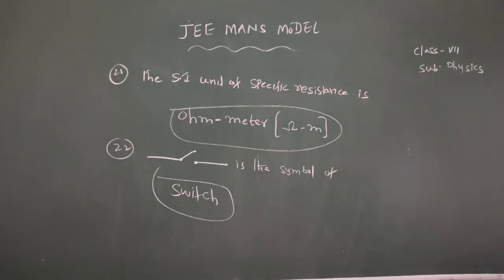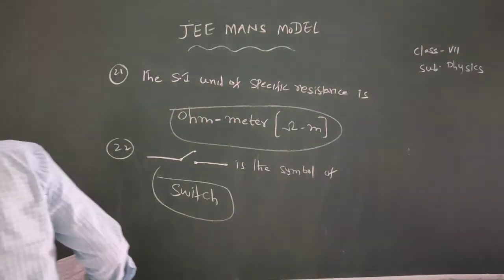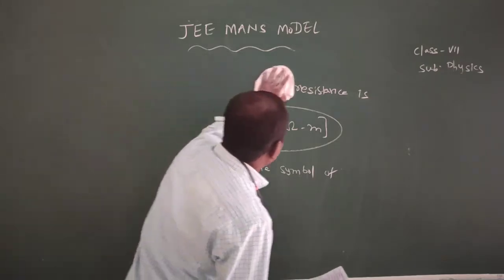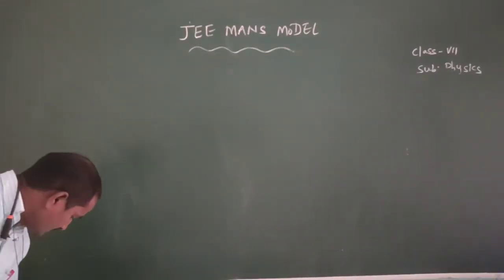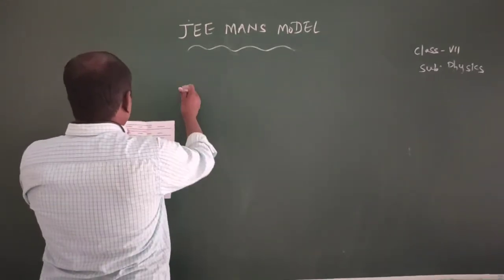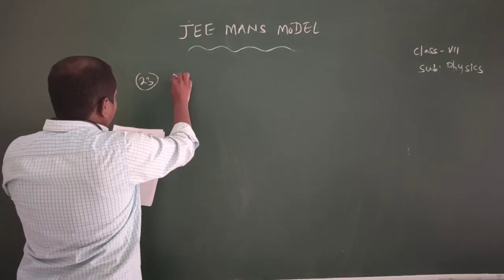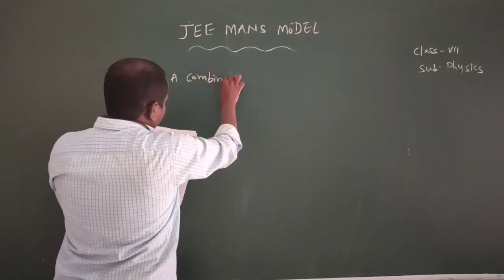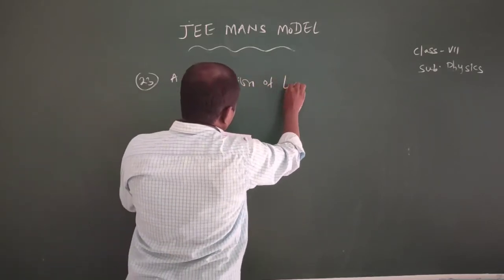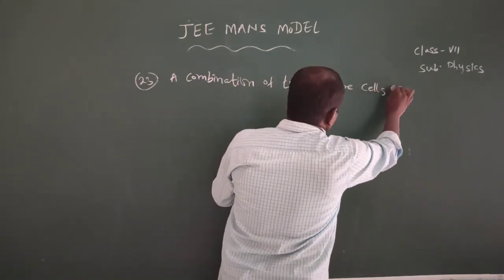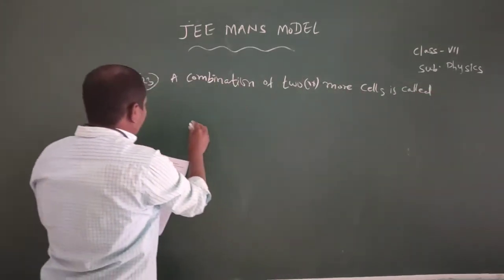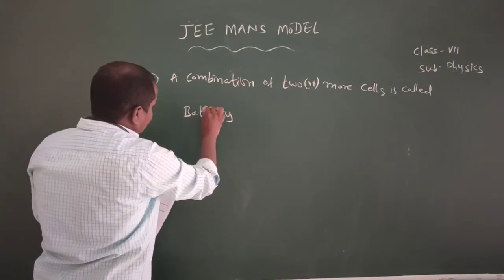Next one, question 23. The combination of 2 or more cells is called a battery.